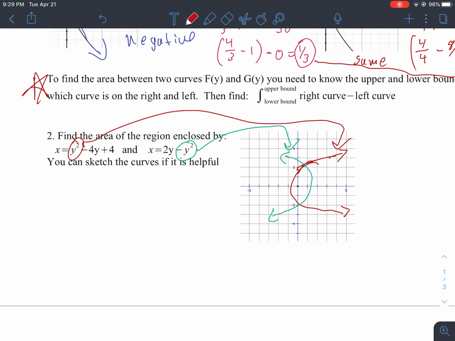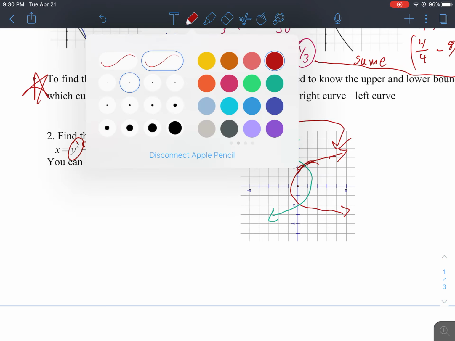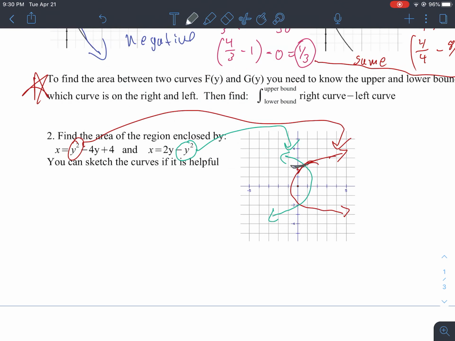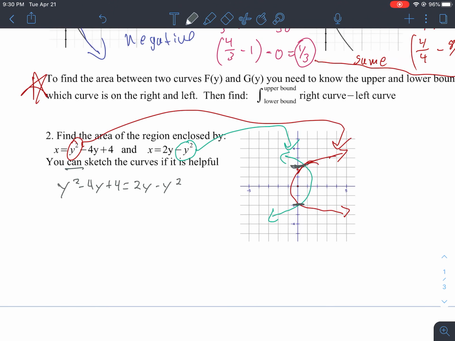So we have two choices. We could graph these accurately because we need to know where they go from on the y-axis. We need to know this value and this value. We could graph it accurately, which sounds like a bear. In this problem, it says we can sketch the curves. We don't have to. I like the idea of solving it algebraically instead. I bet they cross at nice whole numbers. I bet we can set this equal to 0 and factor it.